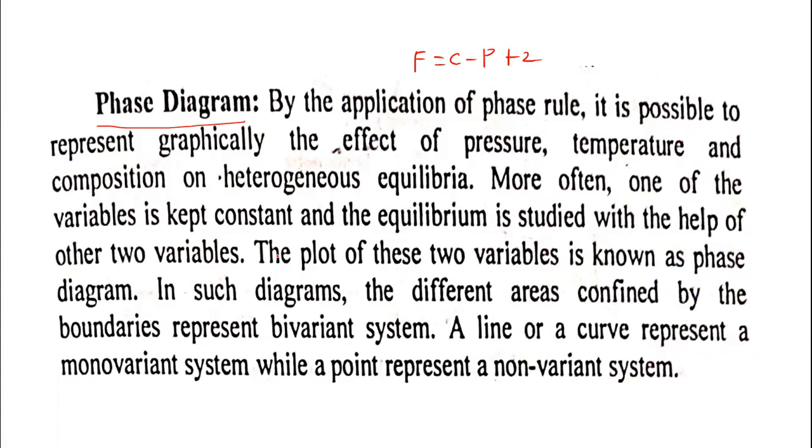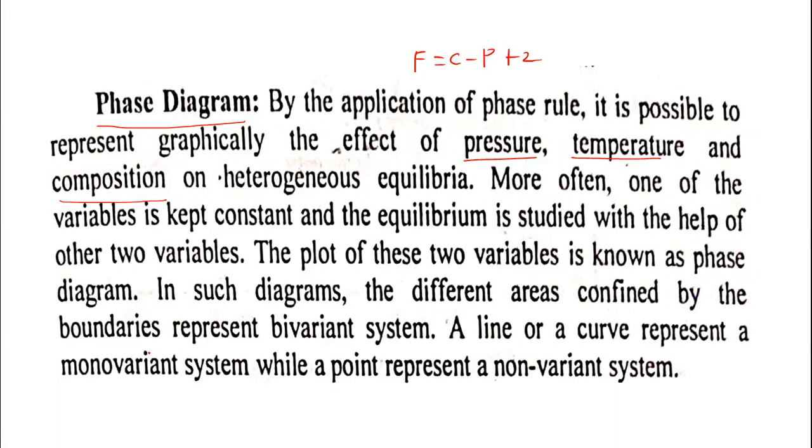Now to draw the phase diagram, we have to keep one variable constant. To study the system, we require three variables, that is pressure, temperature, and composition. So on the phase diagram, we can take only two variables. One variable should be kept constant. Then we can study the system. So the plot of these two variables is known as a phase diagram.